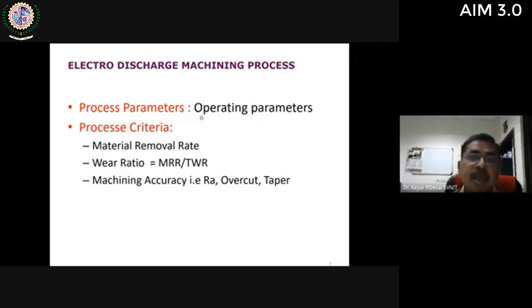And for understanding any process, we have to evaluate certain criteria, and that will give us ease of comparison with other processes, or with other strategies of the same process as well. The process criteria in electro-discharge machining are material removal rate, tool wear rate, and machining accuracy, that is surface roughness, overcut, and taper obtained during machining. Taper is basically on the side wall.